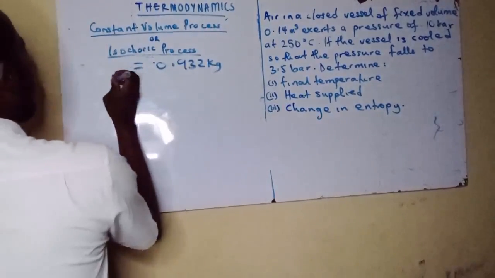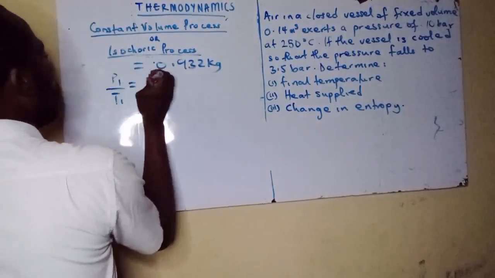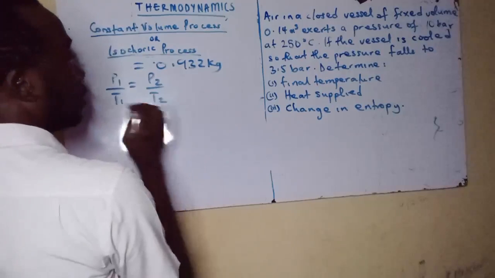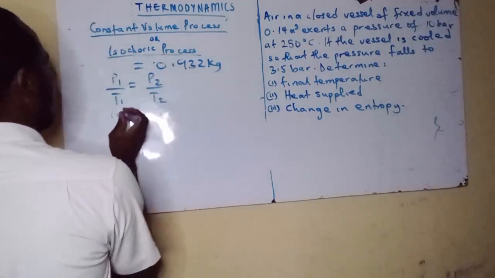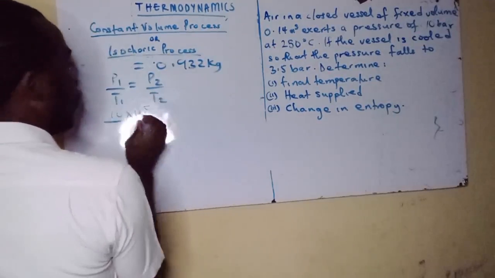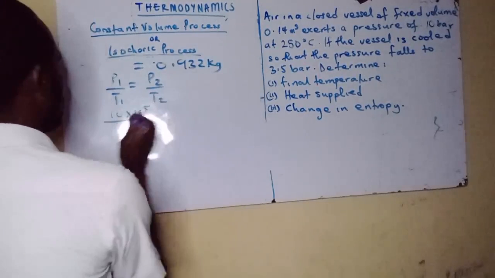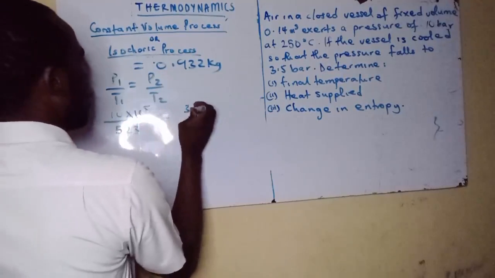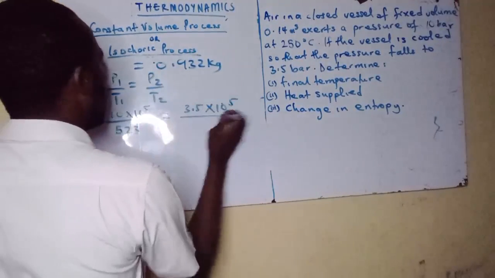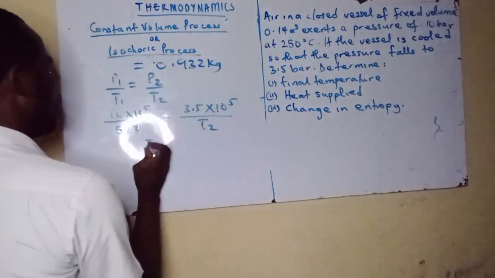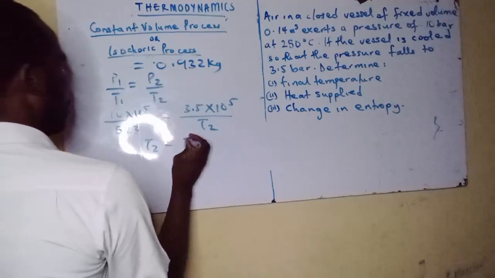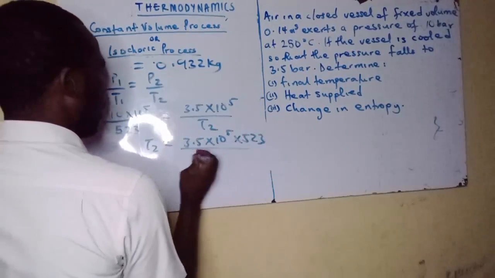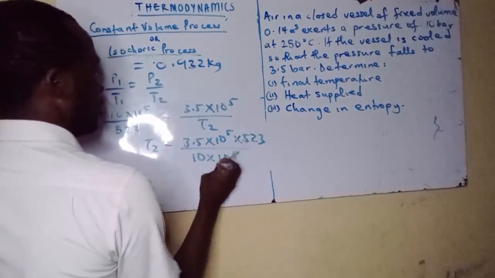Let's go for the final temperature. With a perfect gas, P1 over T1 is equal to P2 over T2. What's our P1? P1 is 10 times 10 to the power 5, all over T1. T1 is 523, sorry, equals P2, that's 3.5 times 10 to the power 5, all over T2 that we don't know. T2 will be 3.5 times 10 to the power 5 times 523 all over 10 times 10 to the power 5. This one will cut off.